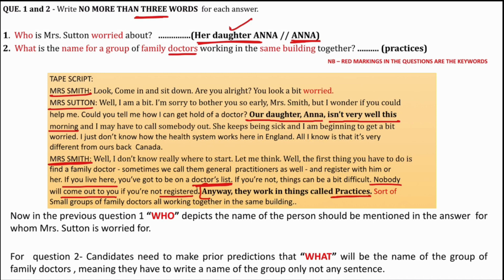Now, here the word practices comes first, and then she mentioned the meaning of practices like this: sort of small group of family doctors. So these keywords are marked here: group of family doctors, all working together. You can mark here, working together in the same building. That means in the same building. So the answer will be prior to this, that is practices, because this sentence is referred to practices. So this is how you will complete your short answer questions according to the tips and strategies which I have taught you in this presentation.